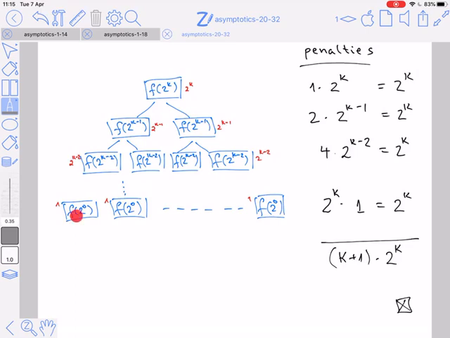Finally, we reach the last level, the level of the leaves. The number of leaves is 2 to the power of k, and each leaf incurs a penalty of 1. So the total penalty is 2 to the power of k. So we see that within each level, the sum of the penalties is constant. It is 2 to the power of k. How many levels do we have? We start with k and we end with 0. So we have k plus 1 levels. So in total, we get that f of 2 to the power of k is k plus 1 times 2 to the k, as required.